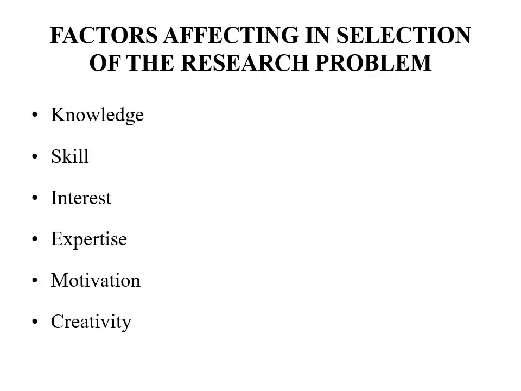Now next we are going to discuss the factors that affect the selection of the research problem. There are many factors that affect us when we are searching for a research problem. So what are the factors? The first one is knowledge, second is skills, and then interest, expertise, motivation, and creativity.